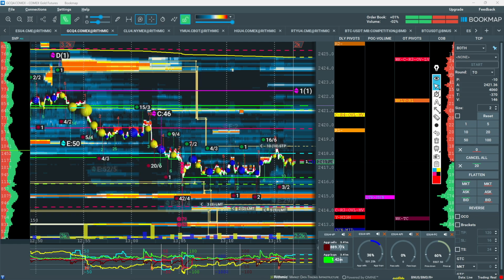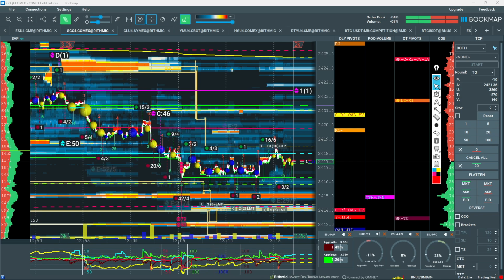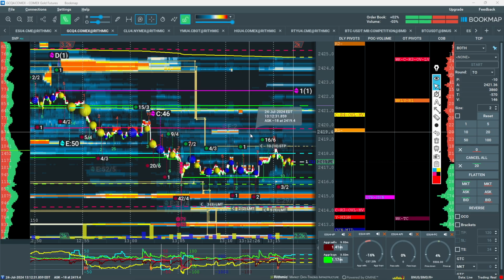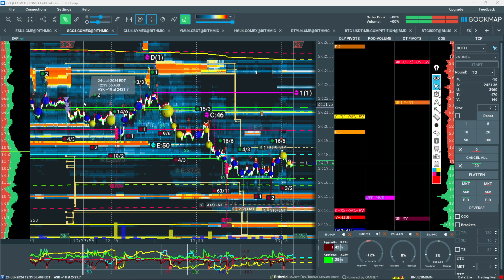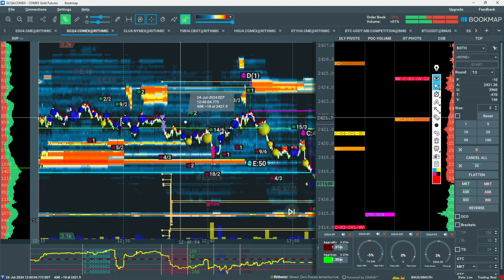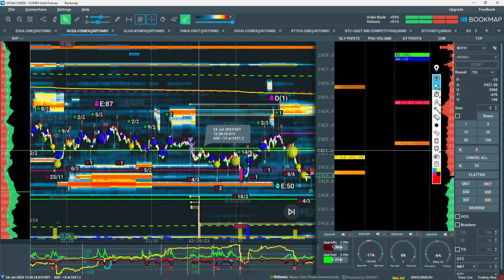Today is the 24th of July 2024. It's 1:16 p.m. Eastern Time. Right now I'm in a live trade on gold and, alright, here's my entry over here.